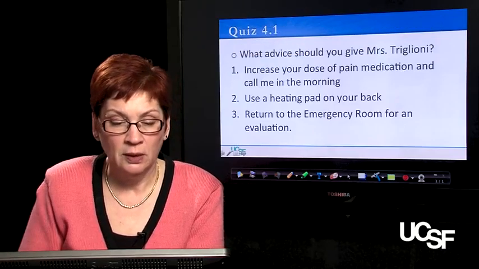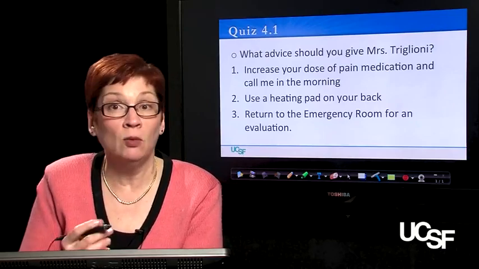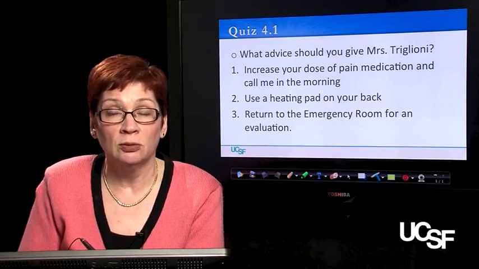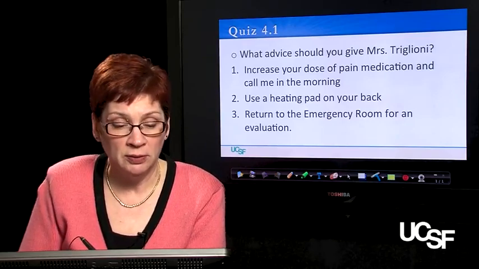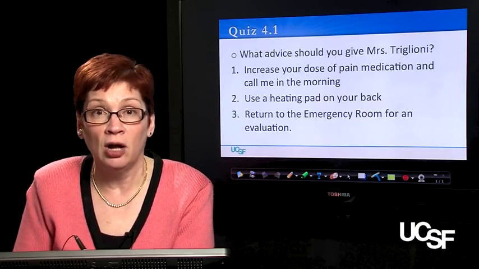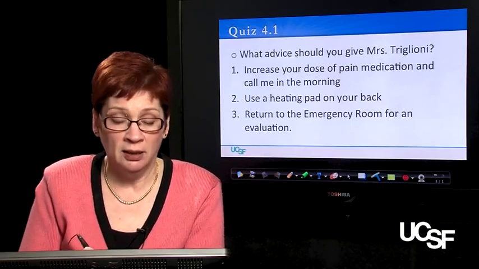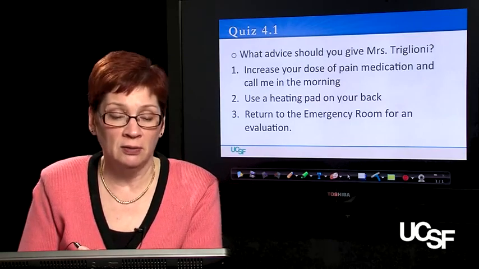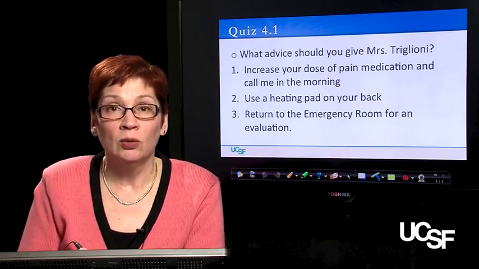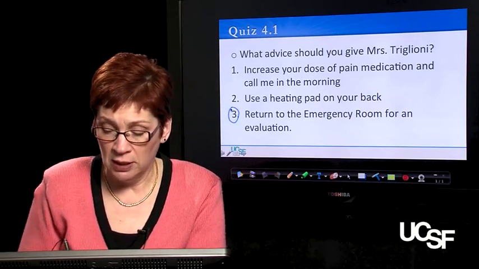So, first quiz for Module 4: what advice should you give Mrs. Triglioni based on what you've heard on the telephone and the work you've done to process her problems and develop a patient illness script and differential diagnosis? Number 1, increase your dose of pain medications, Mrs. Triglioni, and call me in the morning. Number 2, keep the same dose of pain medications but use a heating pad on your back. Or number 3, return to the emergency room for an evaluation. And hopefully, given the fact that your tier 1 diagnosis was pulmonary embolism, you chose number 3, return to the emergency room for an evaluation.